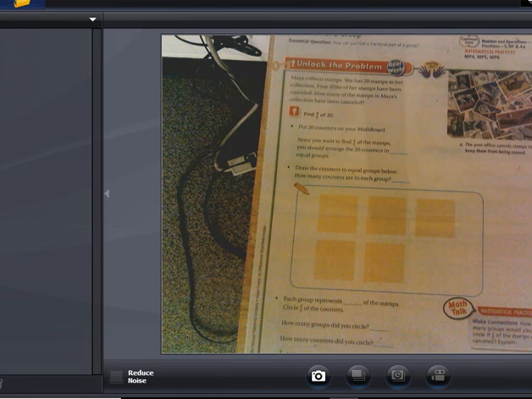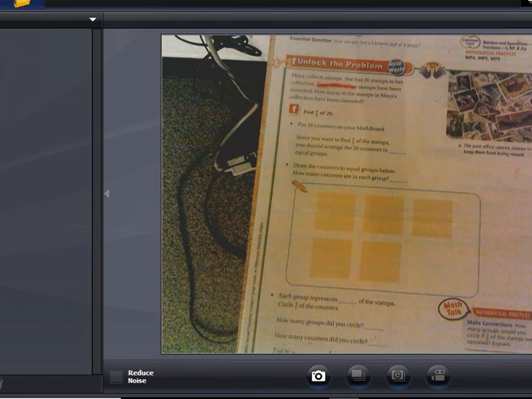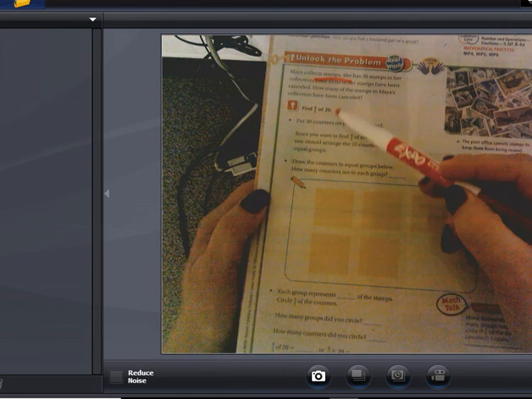Myra collects stamps. She has 20 stamps in her collection. 4/5 of her stamps have been canceled. How many of the stamps of Myra's collection have been canceled? Well, first of all, I look at 4/5 of. When I hear 4/5 of, I know I'm going to multiply. So we need to find 4/5 of 20.